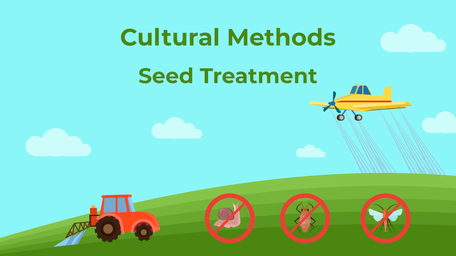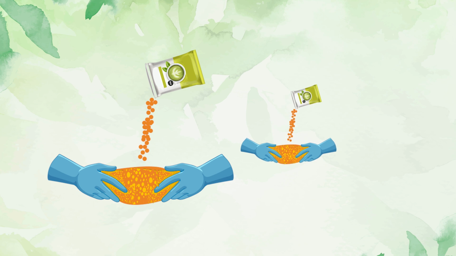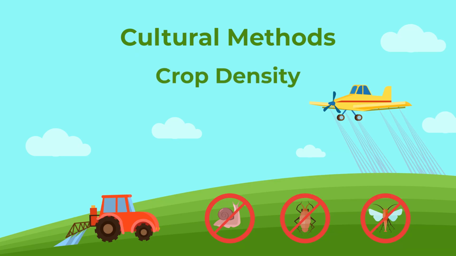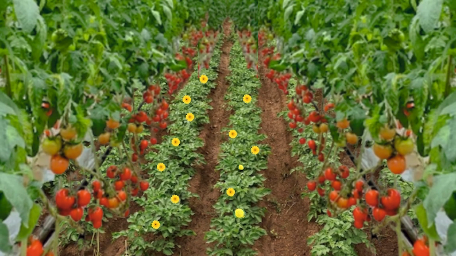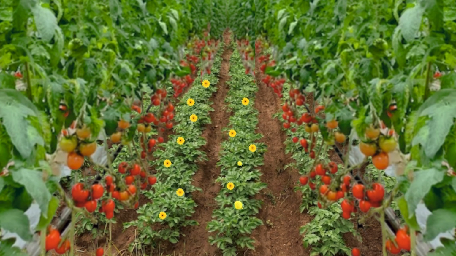Seed treatment. Most of the seed and soil-borne diseases such as damping off, wilt, rots, dieback, anthracnose, etc. attack the crop through seed or soil. Seed treatment reduces the chances of infection. Crop density. High density of crops means incidence of many diseases. Infections can move easily from diseased to healthy plants in a dense field. It is therefore desirable to plant the crop with proper spacing.